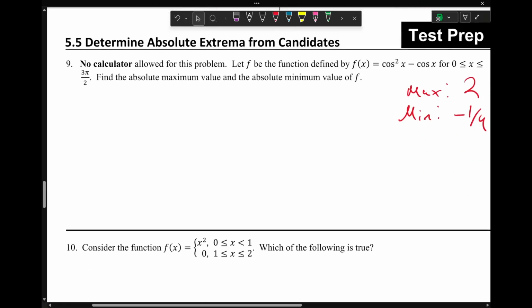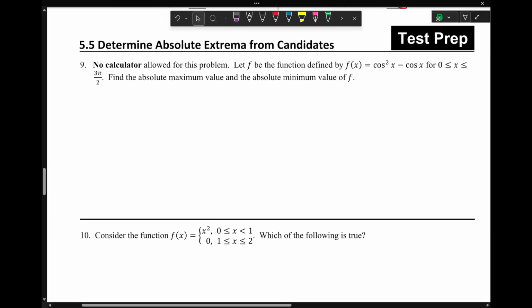Okay, so notice 9 says no calculator, so you need to make sure that we're not just graphing with the calculator and looking at the answer. That's not the practice that you need.